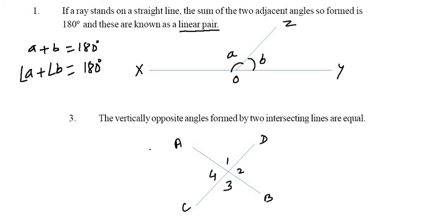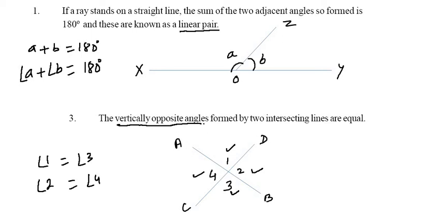Now see the next. The vertically opposite angles formed by two intersecting lines are equal. In this you can see here angle 1 is equal to angle 3 because they are vertically opposite angles. And angle 2 and angle 4 are also vertically opposite angles. So you can say angle 2 is equal to angle 4. So these are the vertically opposite angles, and they are always equal.